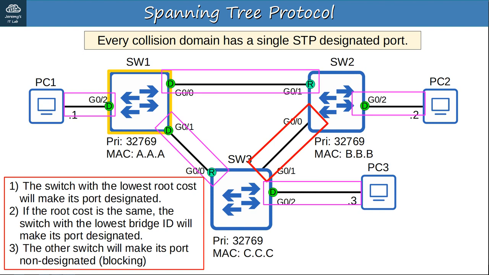However, in this case, both switches have the same root cost: 4 for switch 2 via its G0/1 interface, and 4 for switch 3 via its G0/0 interface. So for the tiebreaker, we compare the bridge ID. Switch 2 has the lower bridge ID, so its G0/0 interface will be designated. Finally, the other switch will make its port non-designated, which means it is in a blocking state. So switch 3's G0/1 is non-designated. It blocks the port to prevent layer 2 loops.